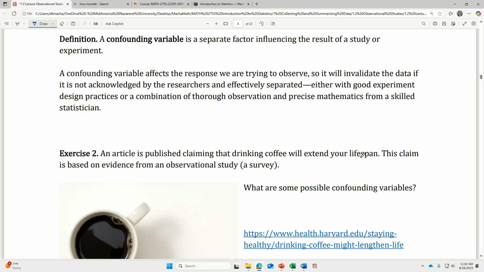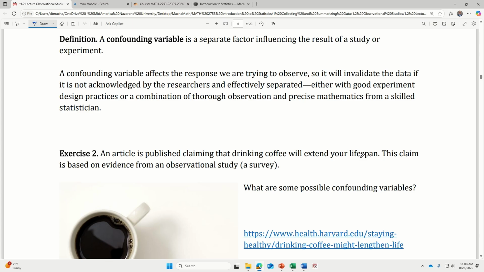You can fix this before the experiment starts, or before the survey starts, I should say, by choosing your sample really carefully. Like with the smoking example, you could fix that problem before the survey begins by making sure you have equal numbers of people falling in different age ranges when you start your survey.